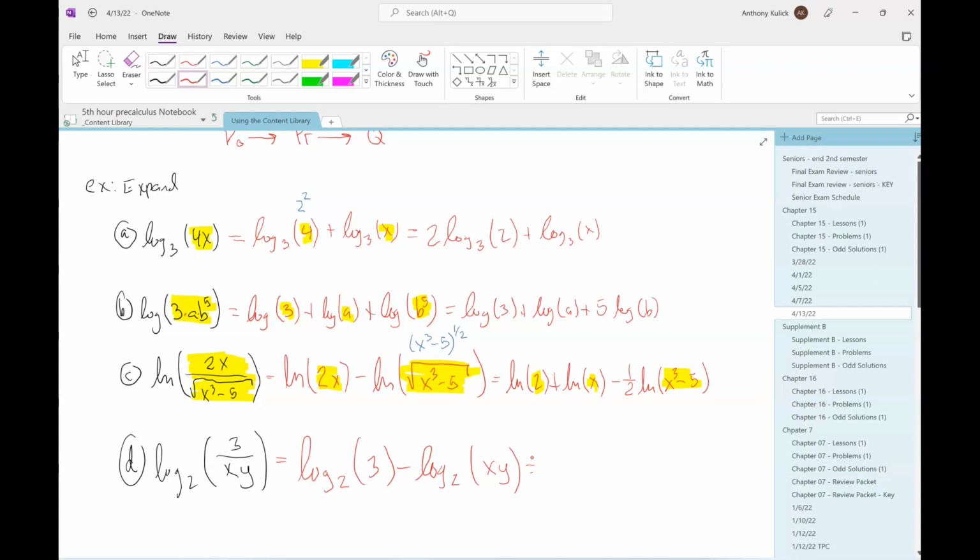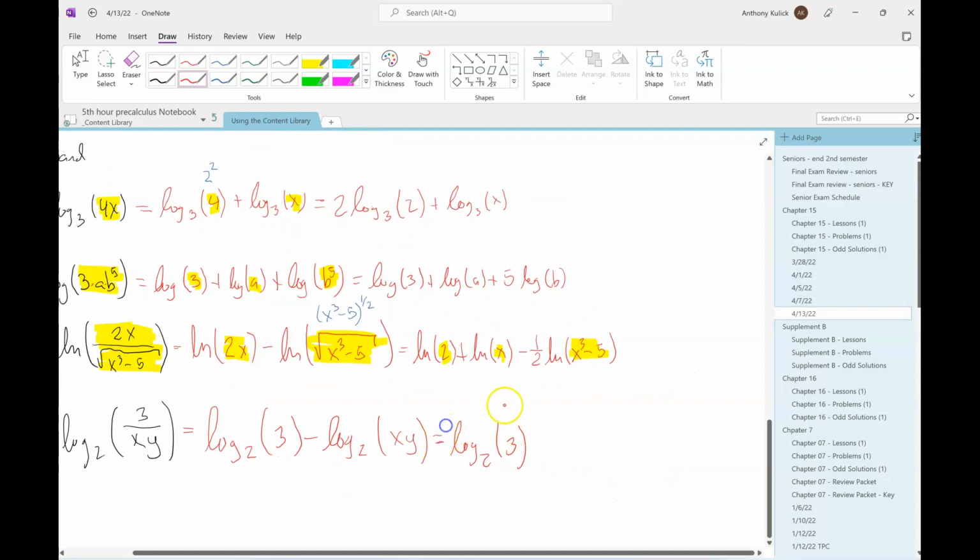Log base 2 of 3, anything I can do with that? Nope. That's as far as I can go with that. How about log base 2 of xy? What can I do with that? Product property is correct. So how would I write that? Log base 2 of x plus log base 2 of y. Okay?